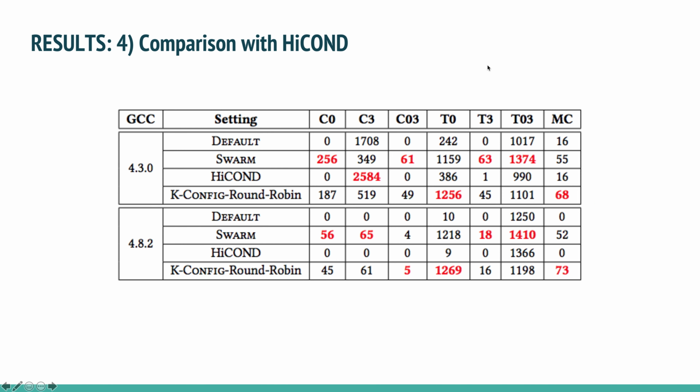The comparison of kconfig with HiCOND. In GCC 4.3.0, HiCOND finds the highest number of crashes on only optimization level 3, while SOAN followed by kconfig can find the highest number of crashes on optimization level 0 and on both optimizations. However, HiCOND does not find any crashes or miscompilation in GCC 4.8.2. In GCC 4.3.0 and 4.8.2, kconfig round robin finds the highest number of miscompilations, then HiCOND and others.